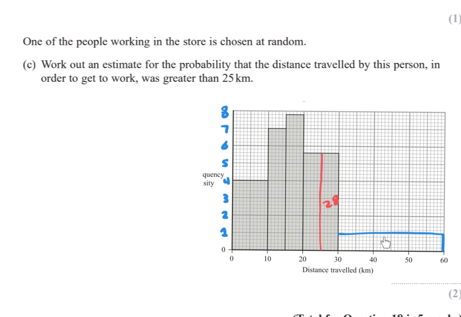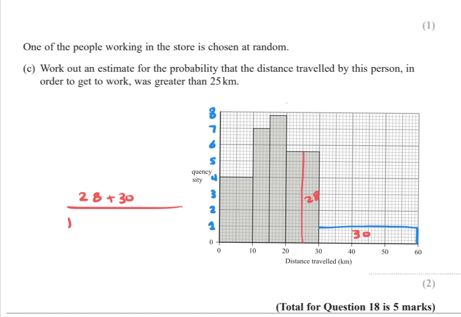And we know that this part, 30, we found before. So 28 plus 30 over the total frequency. The total frequency is 40 plus 35 plus 39 plus 56 plus 30, which equals 200. So the probability is 58 over 200, which equals 29 over 100.